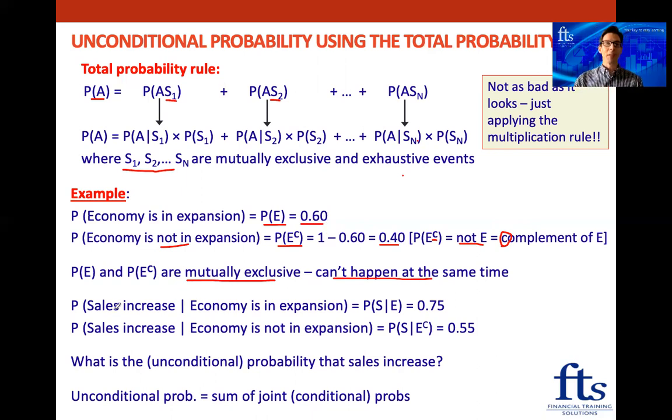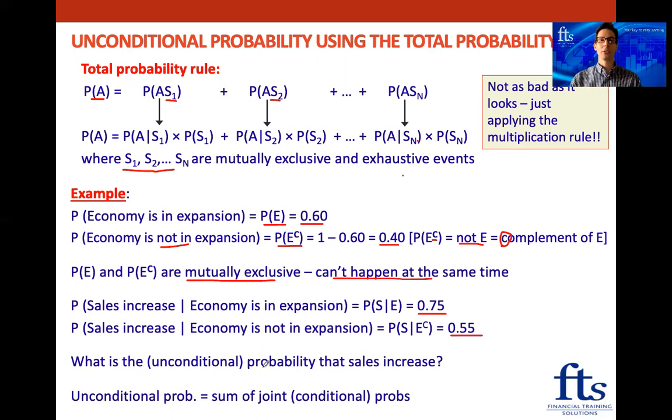Now they give us more info here. They tell us the probability the sales increase given the economy is in expansion is 75%. And the probability the sales increase given that the economy is not in expansion is 55%. That makes perfect sense, because we would expect a much higher probability of sales increasing when the economy is in expansion, as compared to when it is not in expansion.